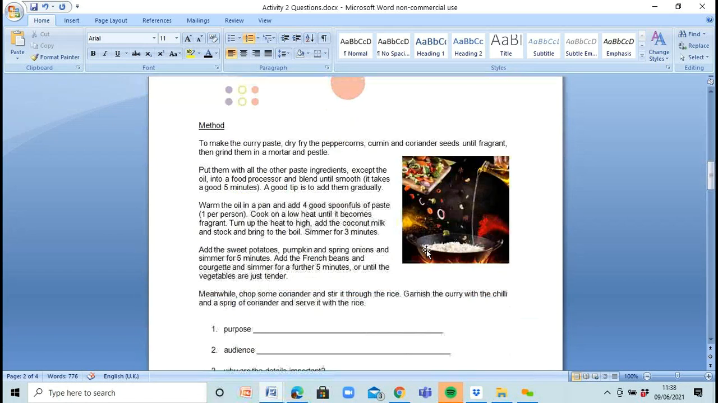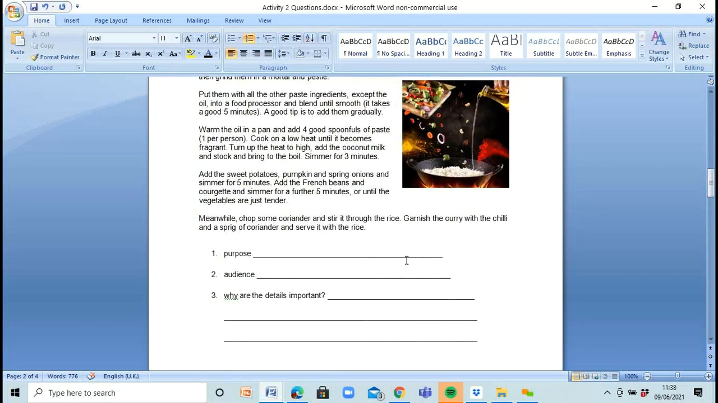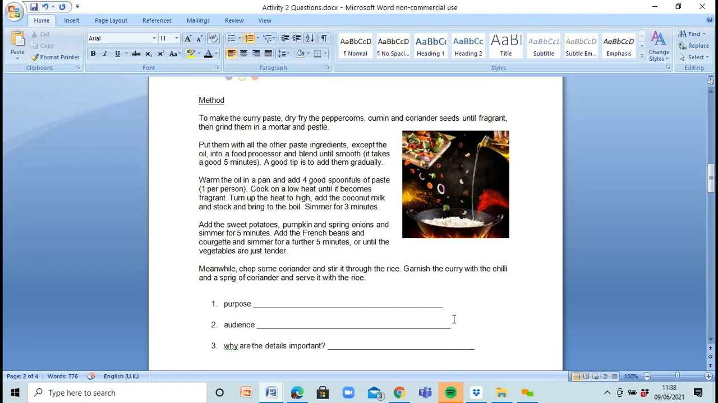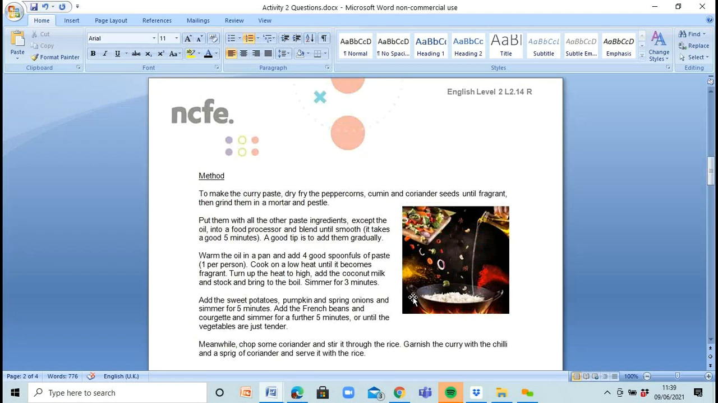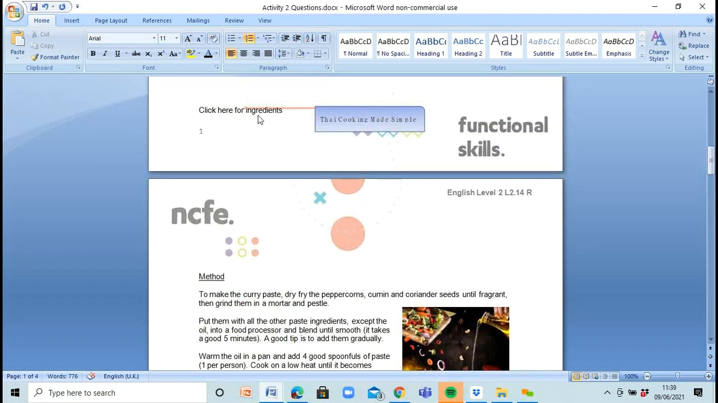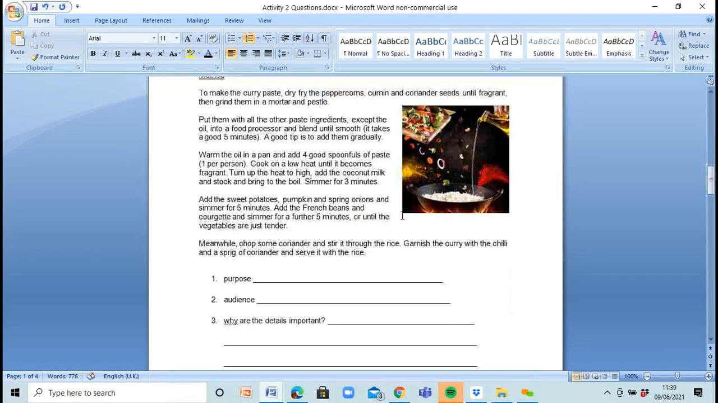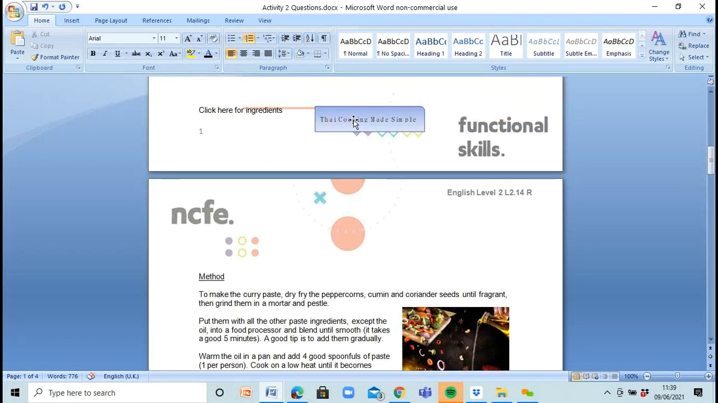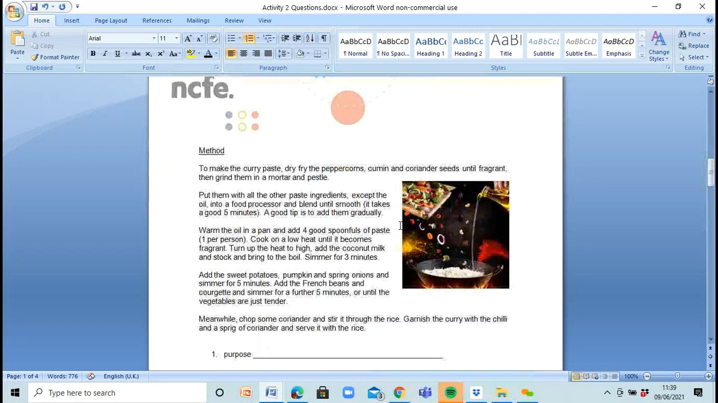So this is section 1, about cooking, and you're going to tell me what's happening here. What is the purpose? Who is the audience? So who do you think is interested in cooking things? It could be families, mums, dads, anyone that likes food in general. If you look over here, they've actually got a little link on the article saying click here for ingredients. So you can actually click on that if it was a real article, and it would give you a list of ingredients. So why are the details important? And then make sure you add something about this here, that you can get onto a link about cooking and so on.